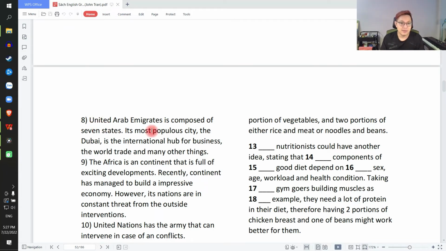The United Arab Emirates, it's composed of 7 states. Its most popular city, Dubai. There's no the before that. Không có the đằng trước Dubai. It's an international hub for business, world trade, and many other things. So no the here. Không có the ở đây, không có the ở đây. Này là is an international hub for business, world trade, and many other things.